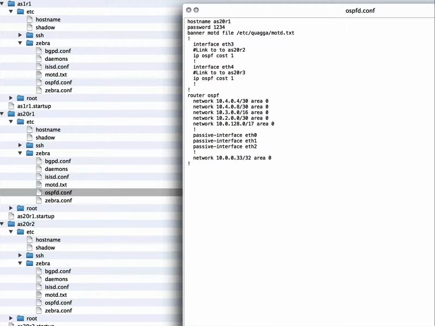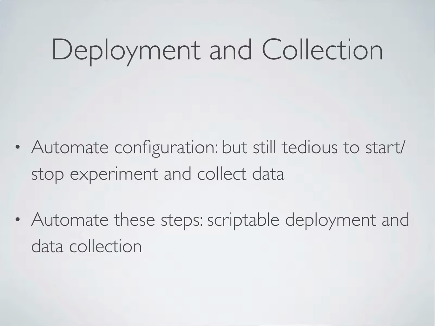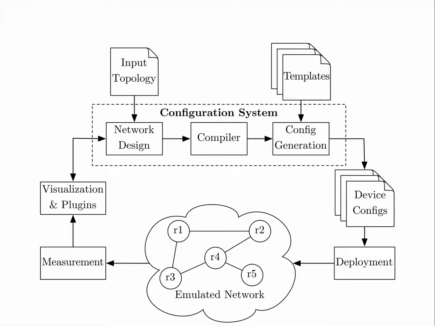There are a lot of configurations generated even for a small network. By generating each of these from a high-level network diagram or input graph, it becomes quick and easy to create experiments. Our system also provides for automated deployment and collection. This facilitates rapid network experimentation without needing to perform the steps of deployment and collection manually. Automated configuration makes it easy to generate large numbers of configurations, but it still is tedious to start and stop the experiment or to collect data from it. We automate these steps with a scriptable deployment and data collection. That completes the closed loop diagram shown here.